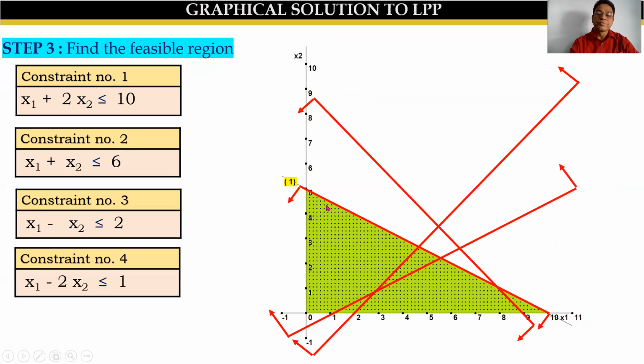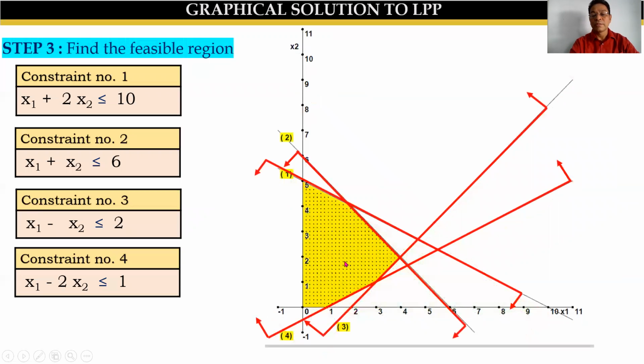So if you consider the first, second, third, and fourth constraints all together, then from this point to (1, 1), to this point, from this point to this point, and from this point to 0, this is the area bounded by these lines. This is the shaded area. So our final feasible solution lies in this.